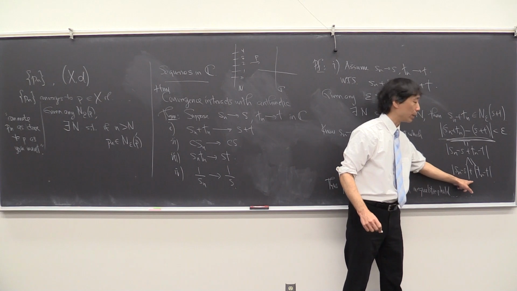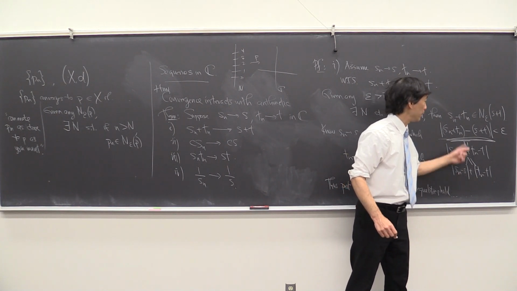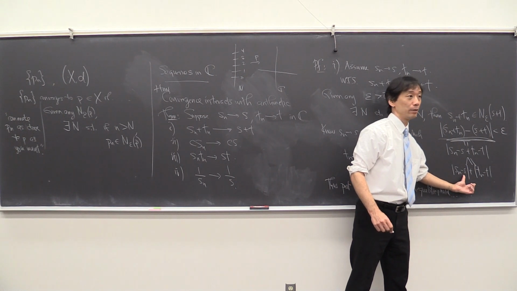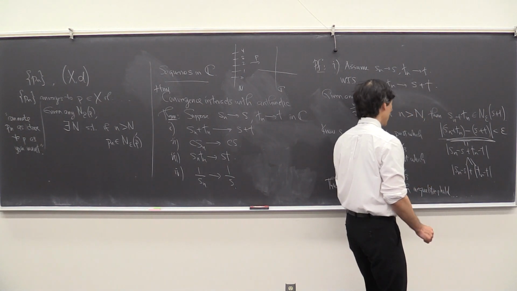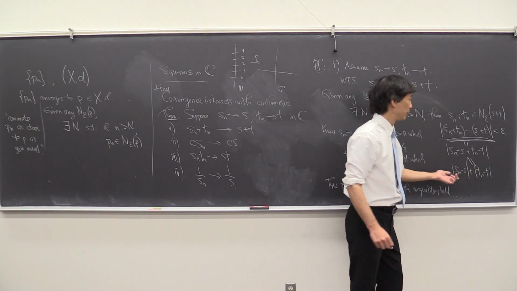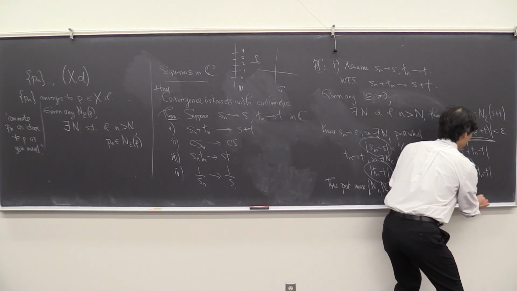And now you see how we worked it in, right? How we get that this thing is actually controlled by these guys here. And those guys are each smaller than epsilon over 3, so their sum is smaller than epsilon. So this thing is smaller than epsilon for sure.